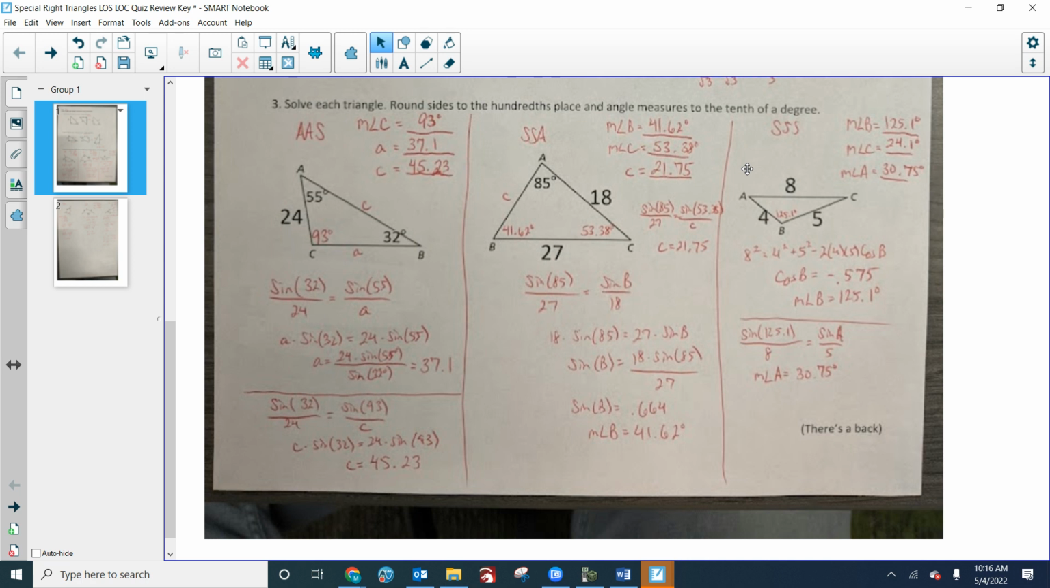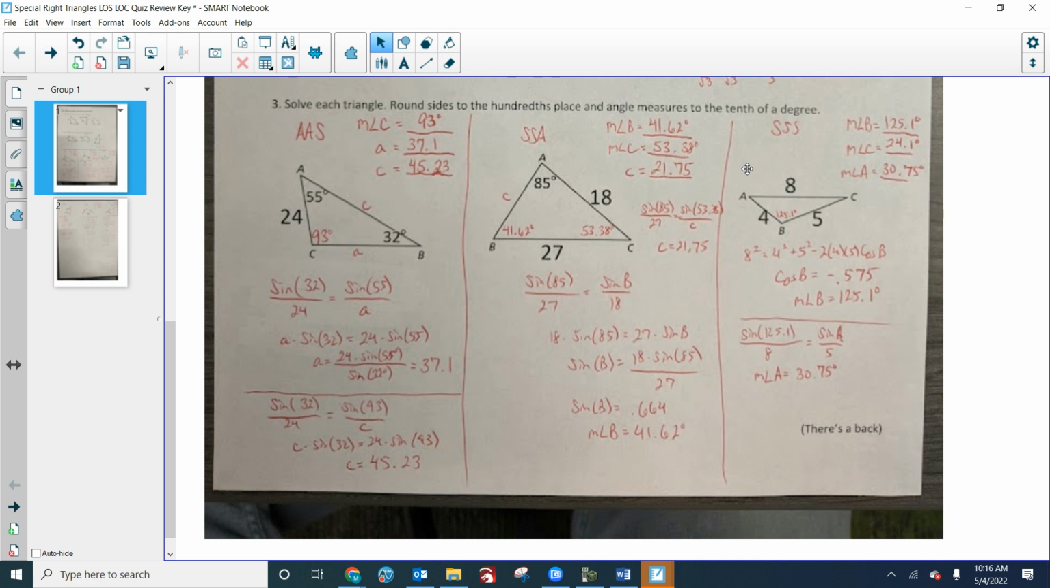So what did I tell you to do to avoid that? Find the largest angle first. Because the law of cosines does not have an ambiguous case. And you'll talk about that more in Algebra 2 next year. But for SSS, find the largest angle first. That angle is angle B. If you find the largest angle, it will never be.